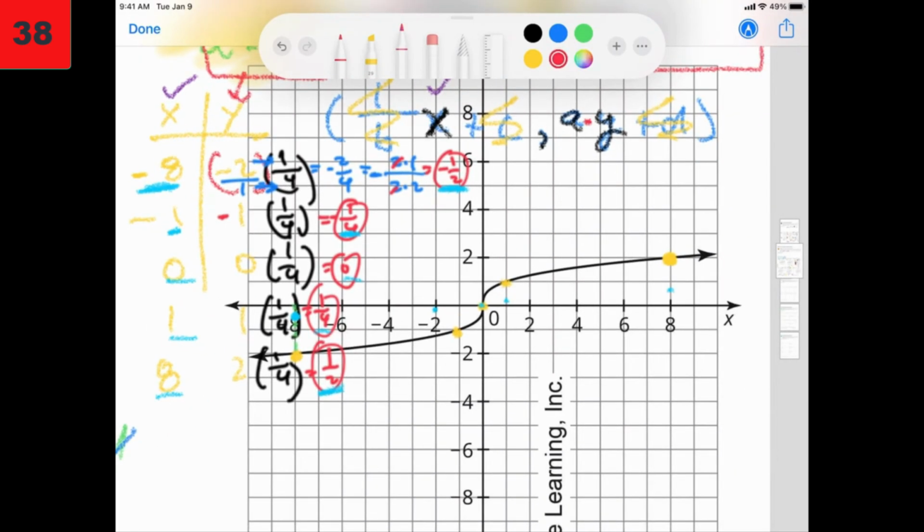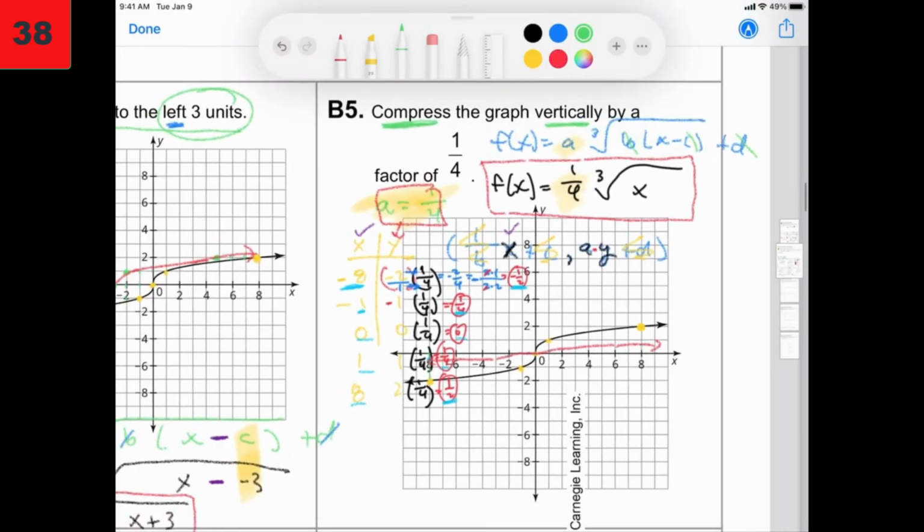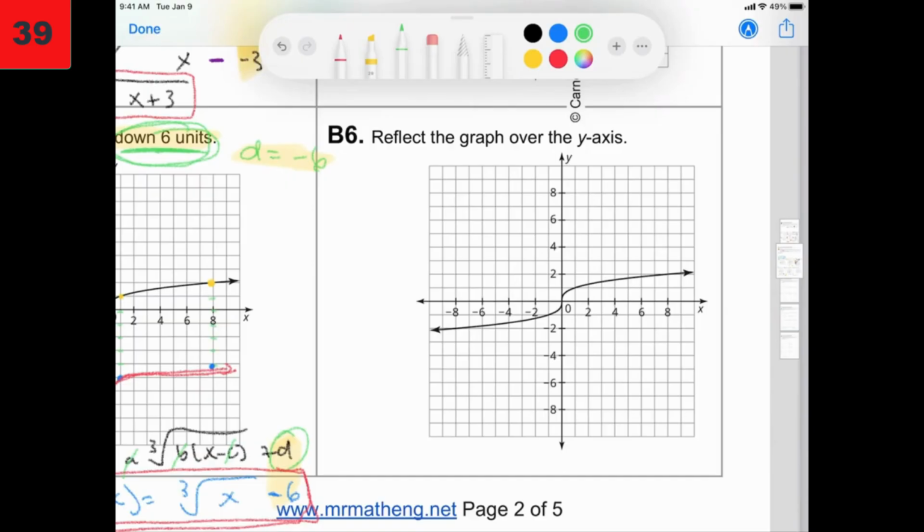So my graph is going to look like this. It almost looks like a straight line, because what's the big idea here? The big idea is that it was compressed. Compressed means pushed down or squeezed. Does that make sense? Or shrink is another word. We need to reflect the graph over the y-axis. Let's go ahead and do that. We can do that graphically first.